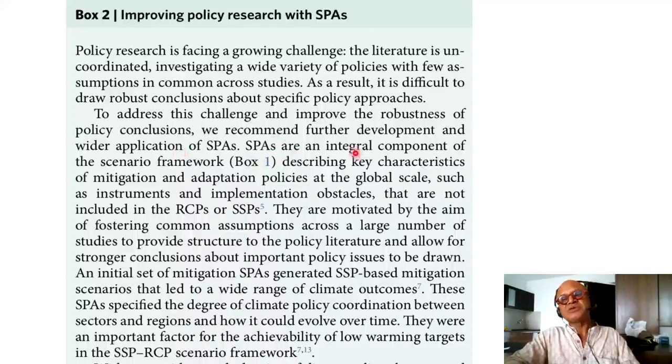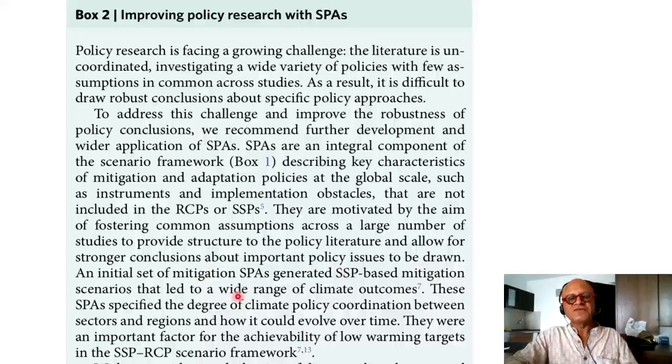To address this challenge and improve the robustness of policy conclusions, we recommend further development and wider applications of SPAs. SPAs are an integral component of the scenario framework, as we saw before, describing key characteristics of mitigation and adaptation policies at the global scale, such as instruments and implementation obstacles that are not included in the RCPs or SSPs. So they are covering some things that were not completely covered by RCPs and SSPs. They are motivated by the aim of fostering common assumptions across a large number of studies to provide structure to the policy literature and allow for stronger conclusions about important policy issues to be drawn.